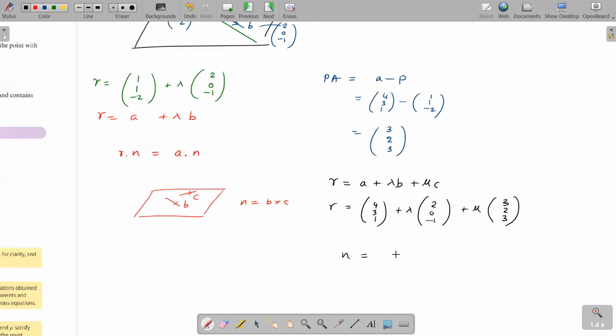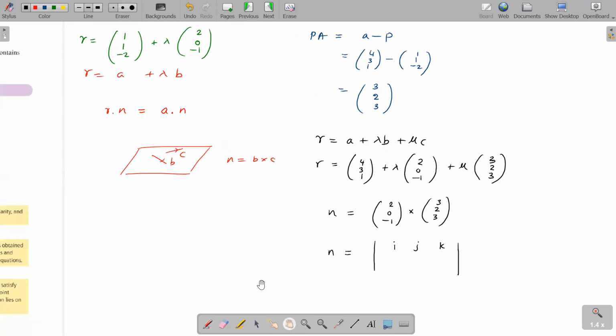N equals the cross product of (2, 0, minus 1) with (3, 2, 3). So get the cross product. The cross product is the determinant of a 3 by 3 matrix. Rows: i, j, k; 2, 0, minus 1; 3, 2, 3. So plus, minus, plus.